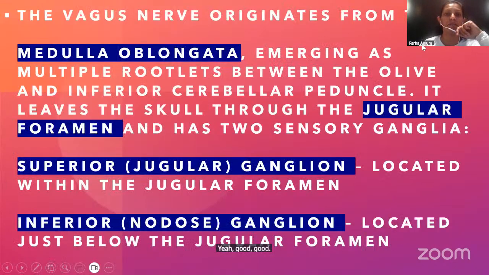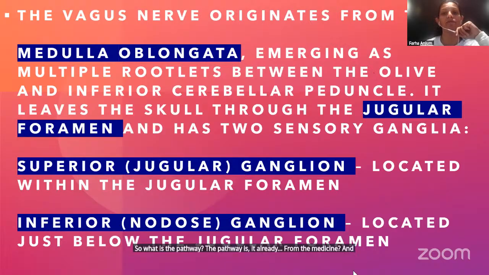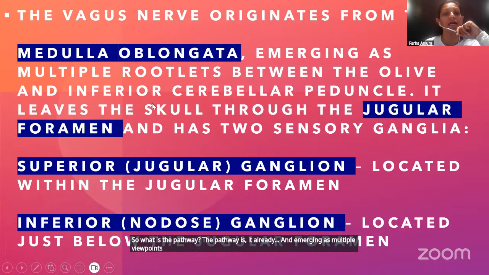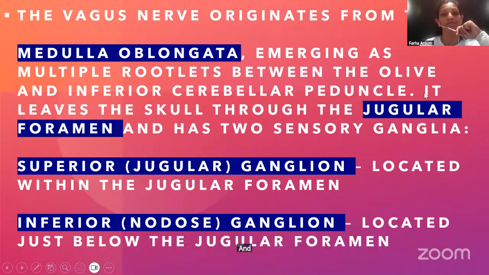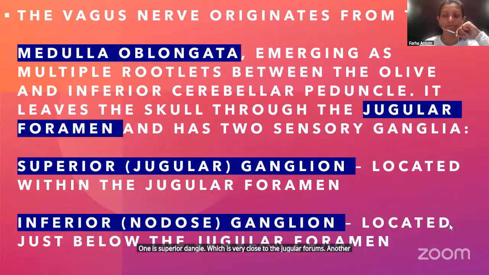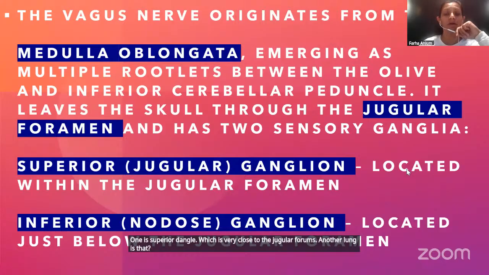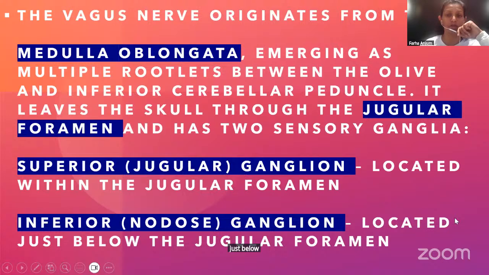So what is the pathway? It originates from the medulla, emerging as multiple rootlets between the olive and the inferior cerebellar peduncle, and it leaves the skull through the jugular foramen and has two sensory ganglia. One is the superior ganglion, which is very close to the jugular foramen, and the other is the inferior ganglion, which is located just below the jugular foramen.